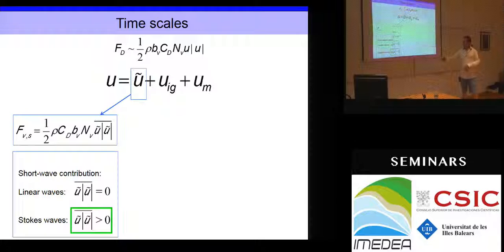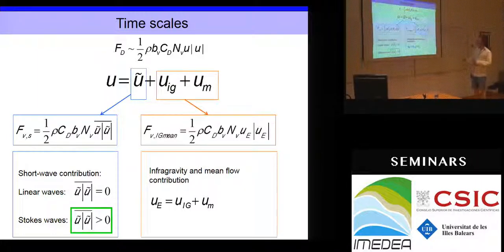But if you have nonlinear waves, for instance Stokes waves, and I'll show an example in a minute, then this contribution is actually positive. So then you have a wave average contribution to the forcing. And then in addition, you have the other components which are related to the mean components and the infragravity. Okay, so this is standard, except that people typically don't take the infragravity, but this is definitely different. And I'd like to show you what the differences are if you include it or not.